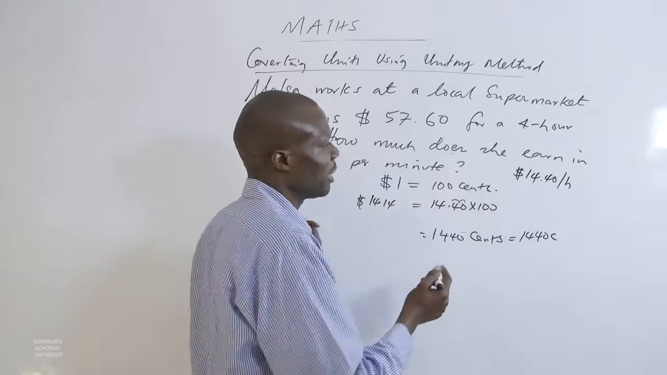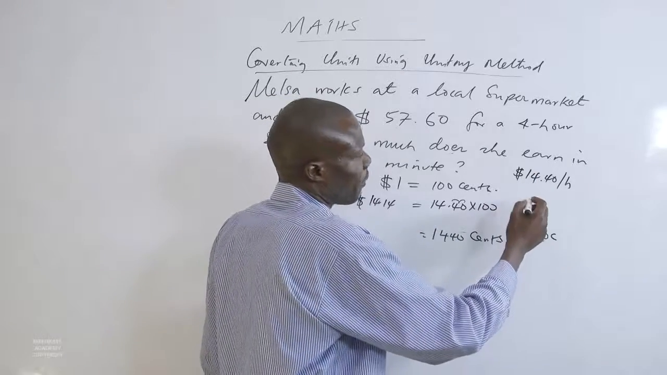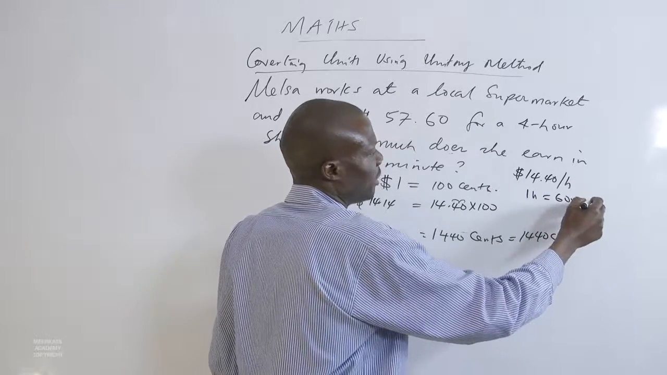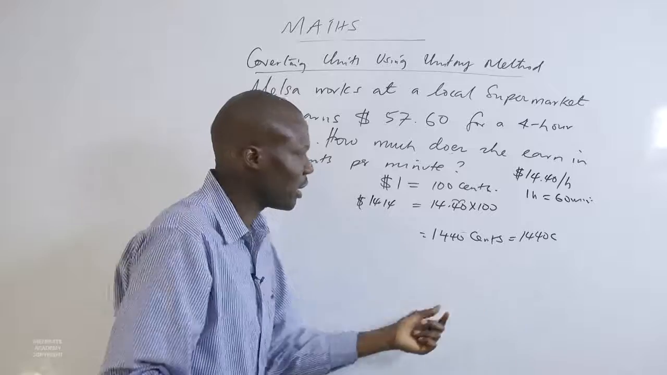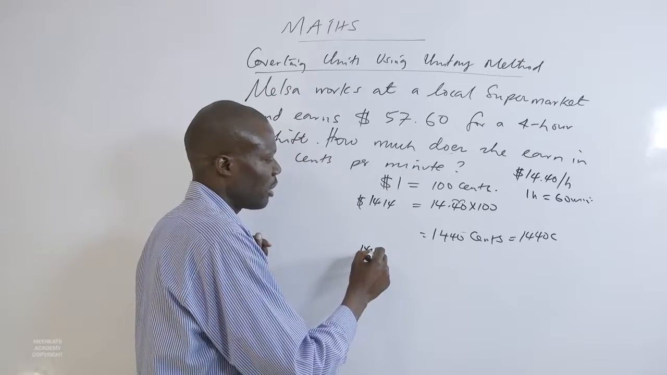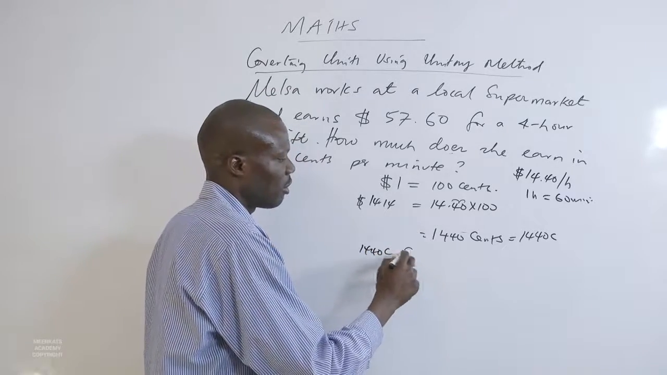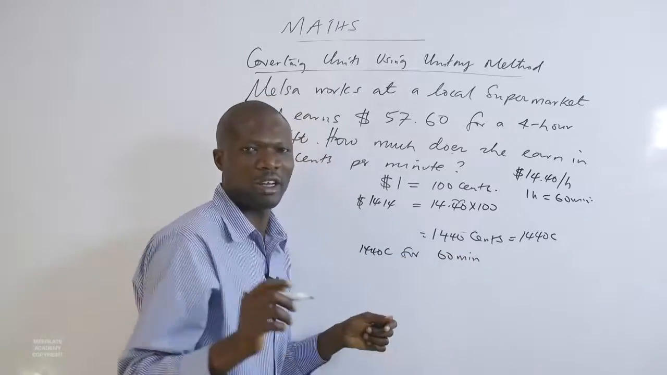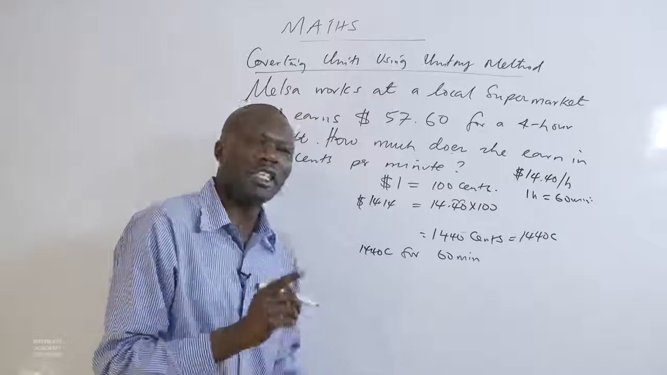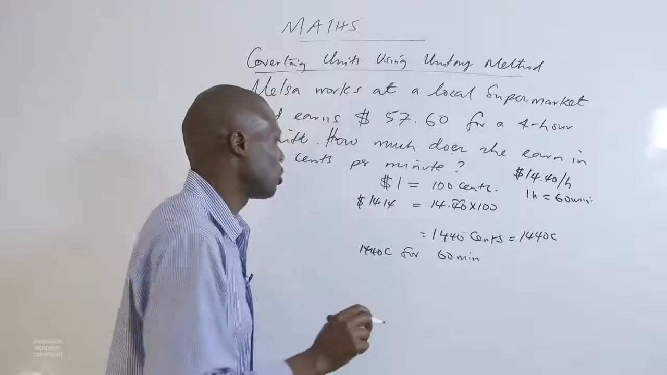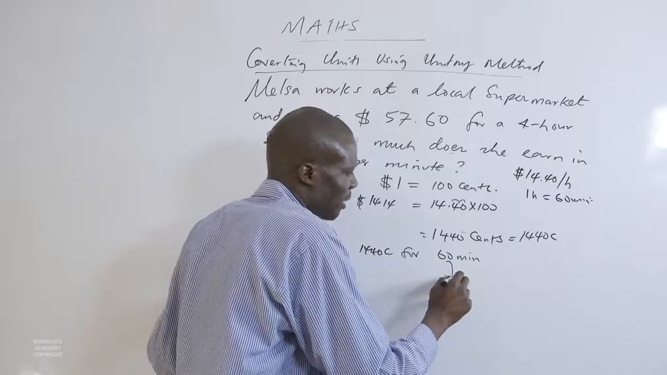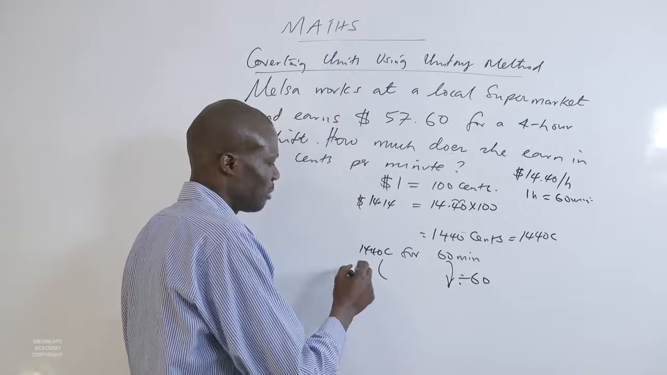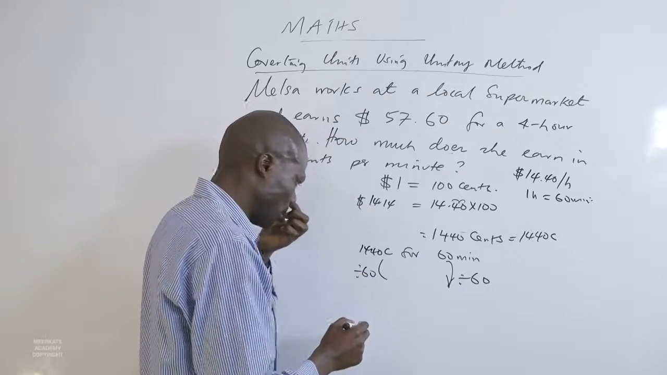So for the hour part, it will be 1 hour is equivalent to 60 minutes. Therefore, we can rewrite this rate as 1,440 cents for 60 minutes. But they are asking how many cents per minute? Per minute. So divide this side by 60. Divide also the cents by what? 60.